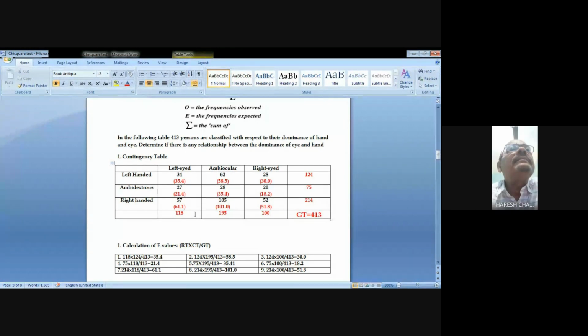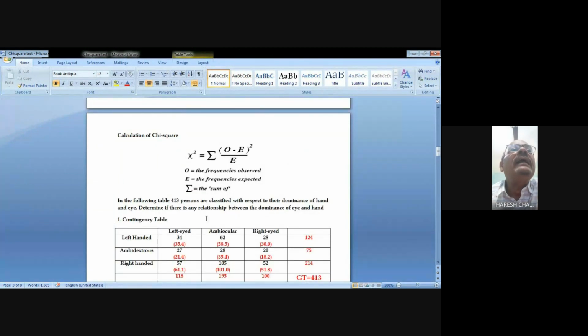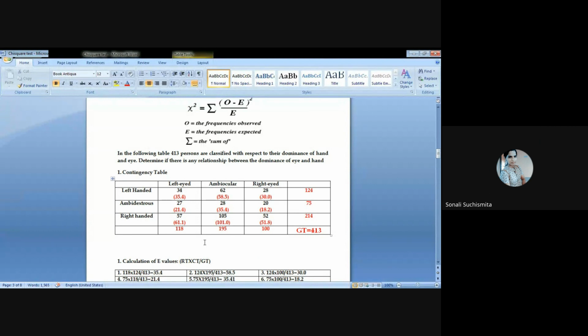Now for each cell, you find out the value of O minus E squared by E, the chi square value of each cell. With this formula, O minus E whole square by E. For a cell, O is 34 and E is 35.4. Then 34 minus 35.4 is equal to minus 1.4.